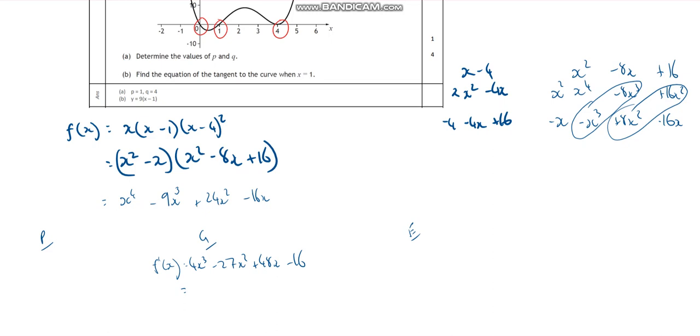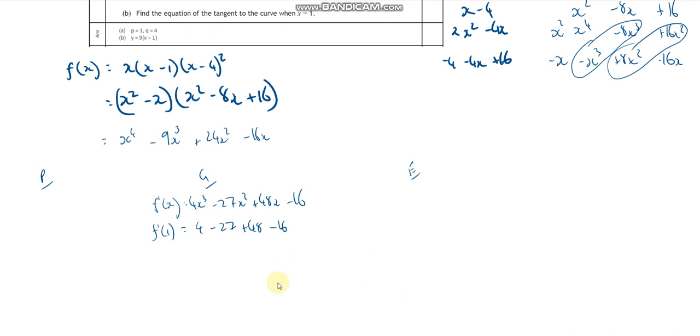So that's going to give me 4, take away 27, plus 48, take away 16. So for this, I tend to put my positives and negatives together. So that'll give me 52, take away 43, which is just going to give me 9. And I've got a gradient of 9.